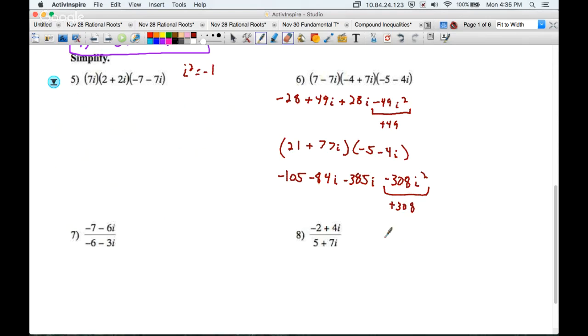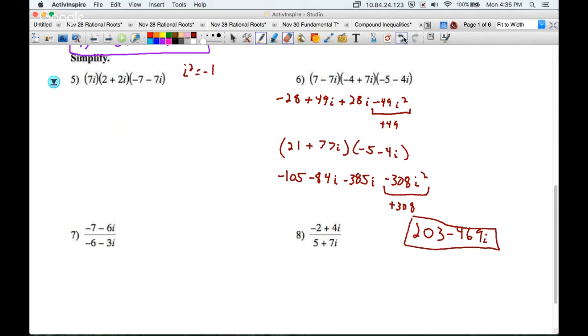Combine all of our like terms. 308 minus 105 gives us a 203. And the negative 84 minus 385 gives us a negative 469i.